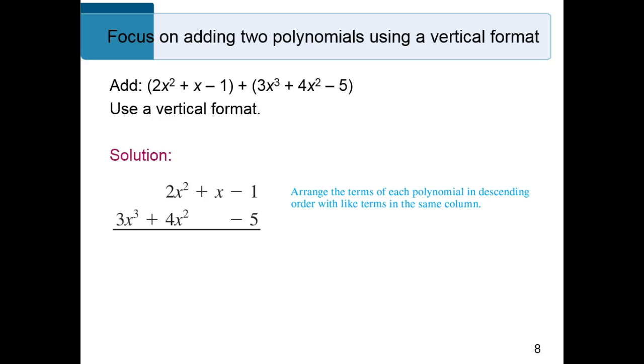Now, when you're doing that, if this one was missing any terms, count down: x cubed, 2, 1, 0. If it's missing something, then leave a space for that something. Just like they left the space for the x here. But it wasn't missing anything except the x cubed, so I left space at the beginning. So arrange the terms of each polynomial in descending order, like terms in the same column, and then add them. And it's pretty simple to do. And they got it right, good for them. Okay? Any questions? It's pretty old hat, isn't it?